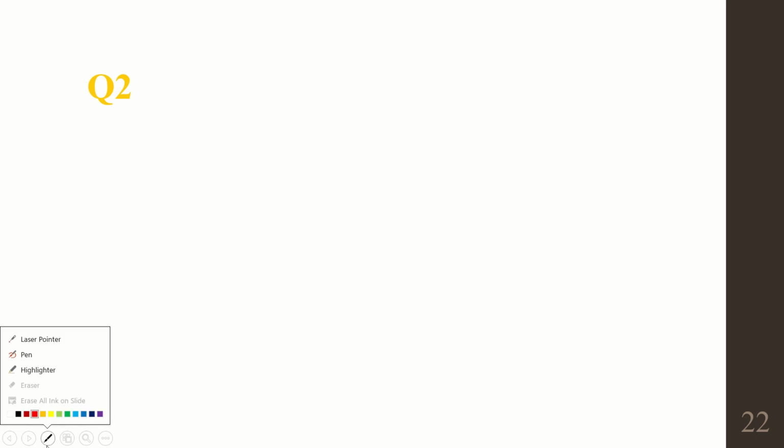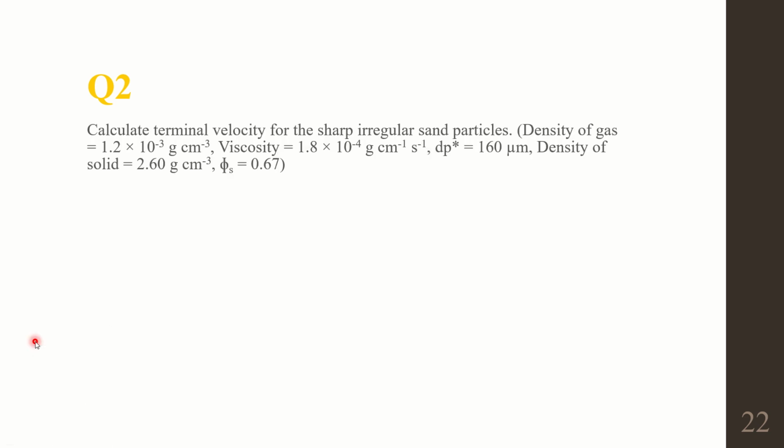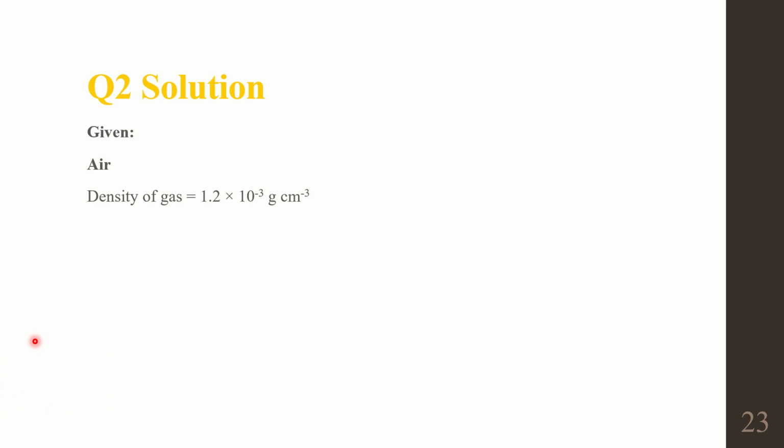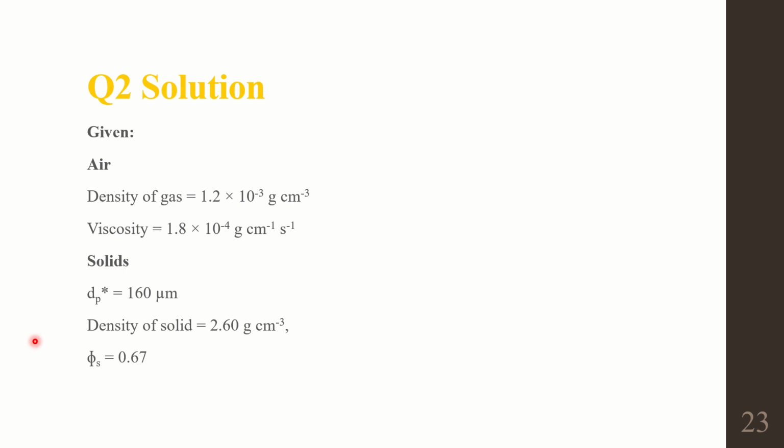So we will see how to solve this. Although we have seen this in the previous few lectures, just for our understanding. Air density is given as 1.2 into 10 power minus 3 gram per centimeter cube, and viscosity of air is 1.8 into 10 power minus 4 gram per centimeter per second. For the solid, the diameter is given as 160 micrometer, density of solid is 2.60 gram per centimeter cube, and sphericity of the solid is 0.67.